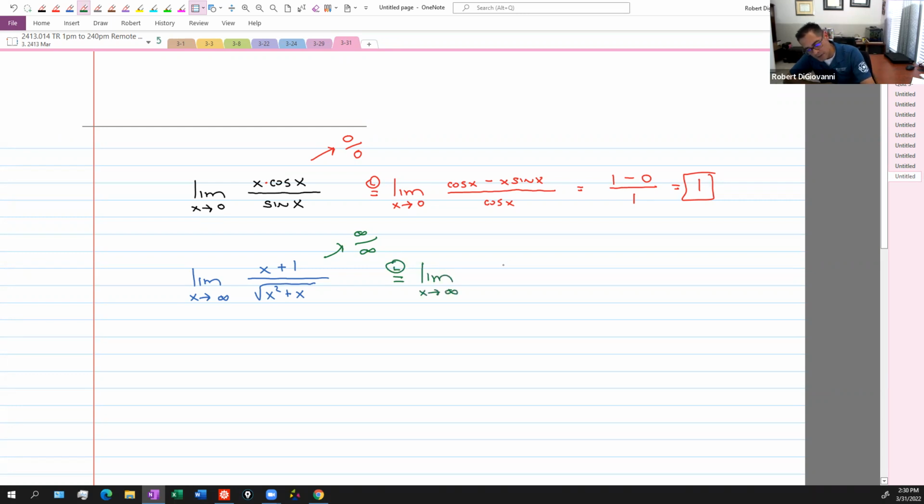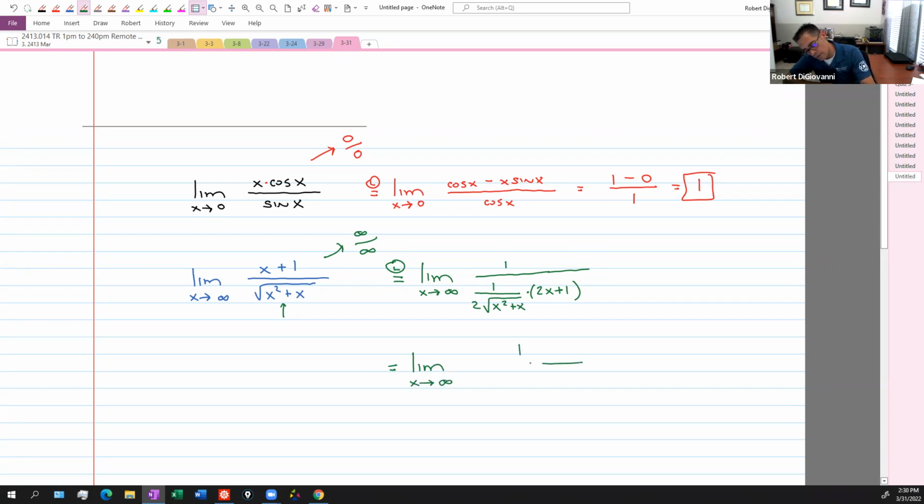The derivative of the top isn't bad. The derivative of the top is 1. You're like, oh my gosh, this is beautiful. And then you go to take the derivative of the bottom, and that's a chain rule. You've got to do the derivative of the square root of something, which is 1 over 2 times the square root of that something, times the derivative of what's in there, which is 2x plus 1. Now we have to figure out what this is doing. This is going to need to be cleaned up before I can conclude anything.